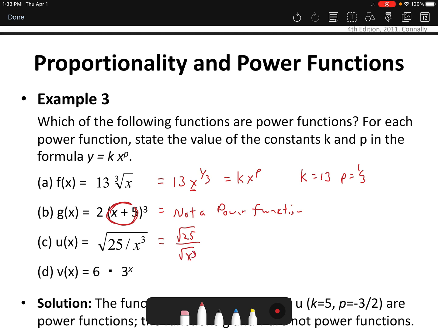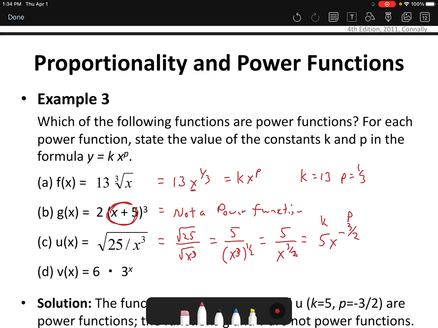Let's break it up into the square root of 25 over the square root of x cubed. But remember, the square root is the 1/2 power. So that's 5 over x to the 3/2. Oh, look at this. That's 5x to the negative 3/2. Guess what? That gives us k and p. So that is a power function. Doesn't look like it, but it is.